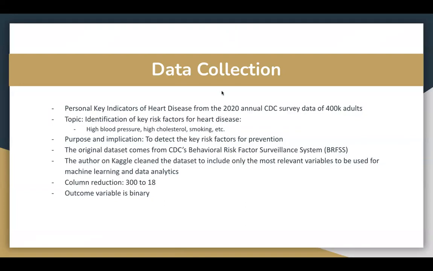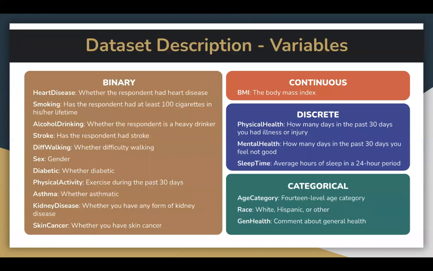The outcome variable in the study is binary, enabling various types of analysis. Out of all variables, we have binary, continuous, discrete, and categorical variables. The binary variables are heart disease, smoking, alcohol drinking, stroke, difficulty walking, sex, diabetic, physical activity, asthma, kidney disease, and skin cancer. The continuous variable is BMI. The number of days reported for physical and mental health and the amount of sleep time are discrete variables. Respondents' self-rankings on general health are categorical data.